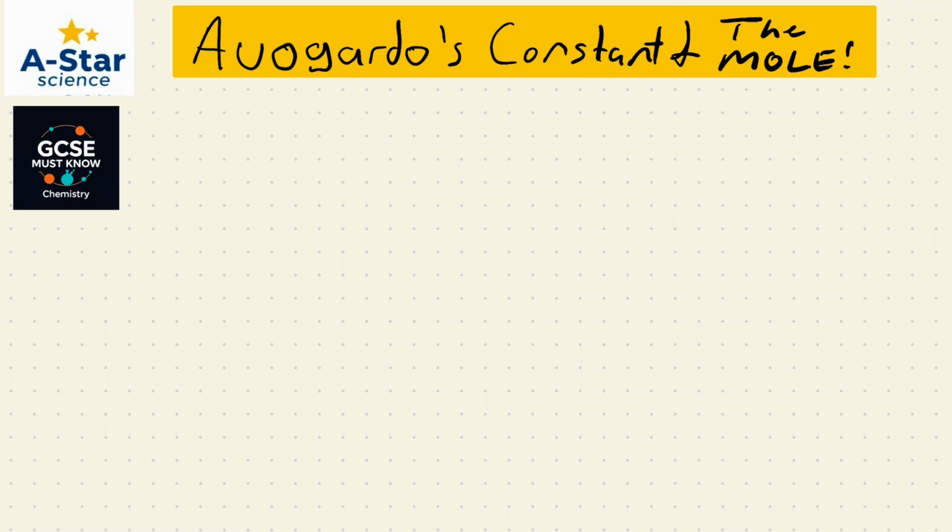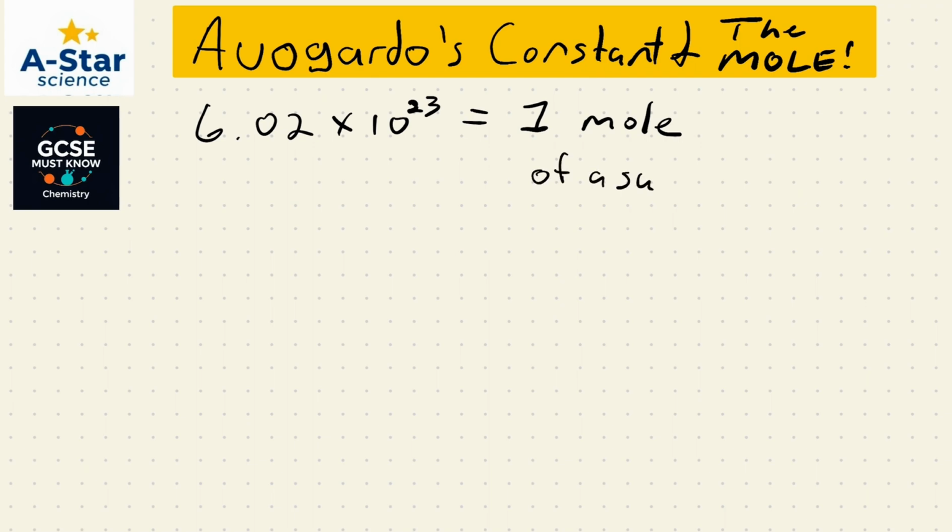Avogadro's constant, well, what is it? First of all, Avogadro's constant is just a number which relates to the number of units that we use in chemistry. And we call that 1 mole. Mole is short for molecule. So in any 1 mole of a substance, you will have this many units, which we call Avogadro's constant, in that substance.